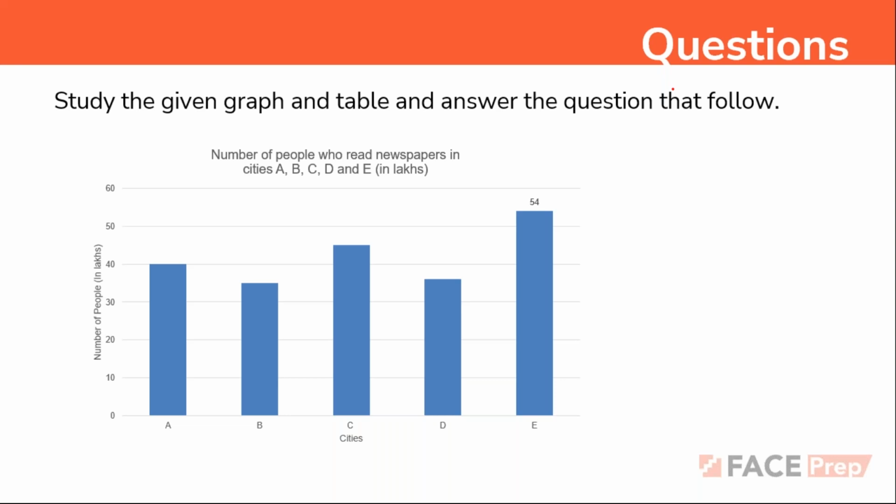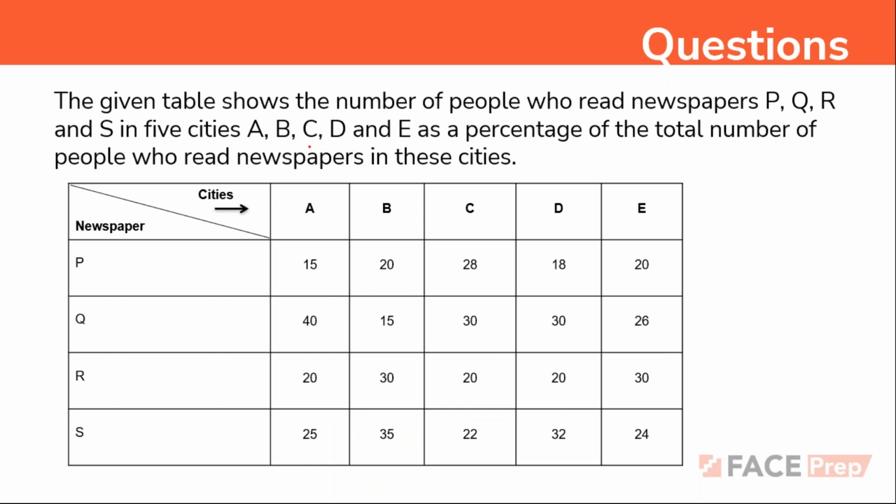Now here is your next question, people. Study the given graph table and answer the question that follows. Here what they have given us, number of people who read the newspapers in lakhs. So this represents 10 lakhs, 20 lakhs, 30, 40, 50, 60 lakhs, right? This is what it represents. Here they have given the percentage. So the given table shows a number of people who read newspapers in 5 cities.